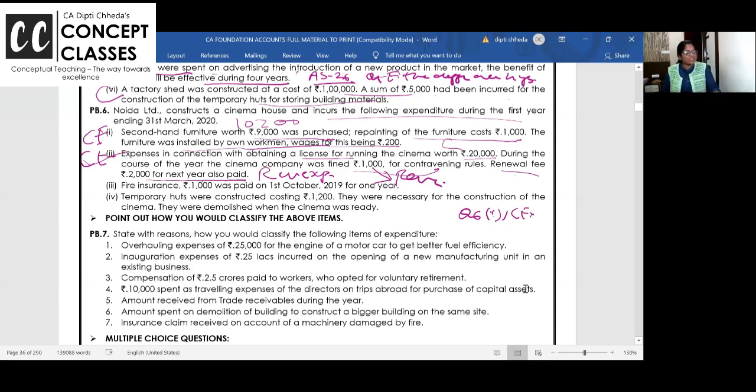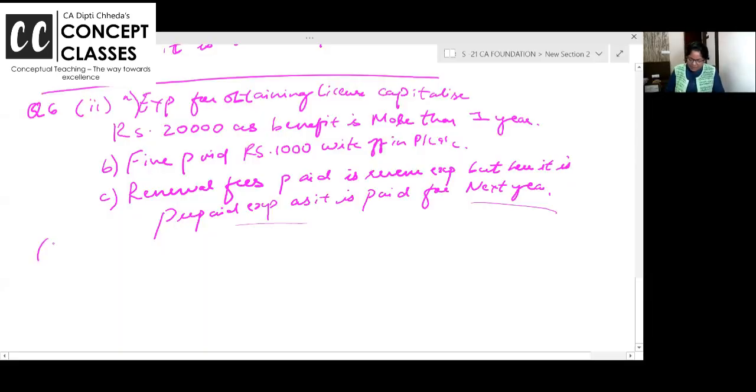Fire insurance 1,000 was paid on 1st of October. It's a revenue expenditure. And you paid it from October to 31st March. So can we write a little detailed answer? This is also a nice one. Question number 6, third one.